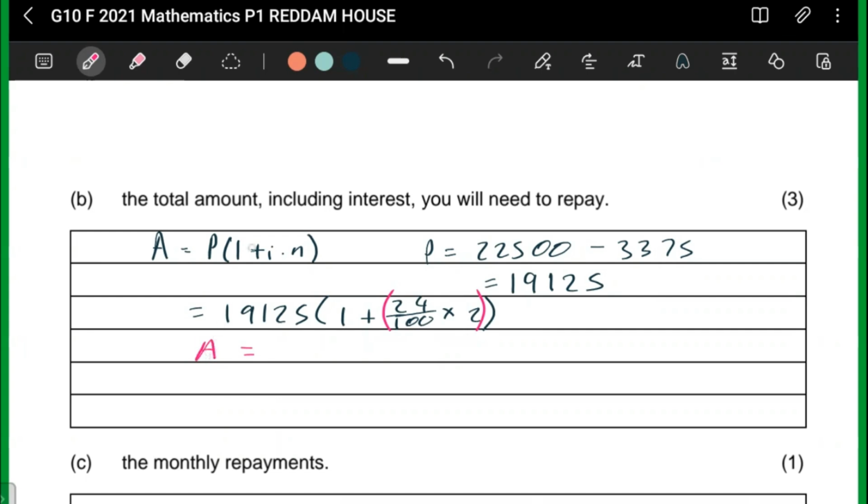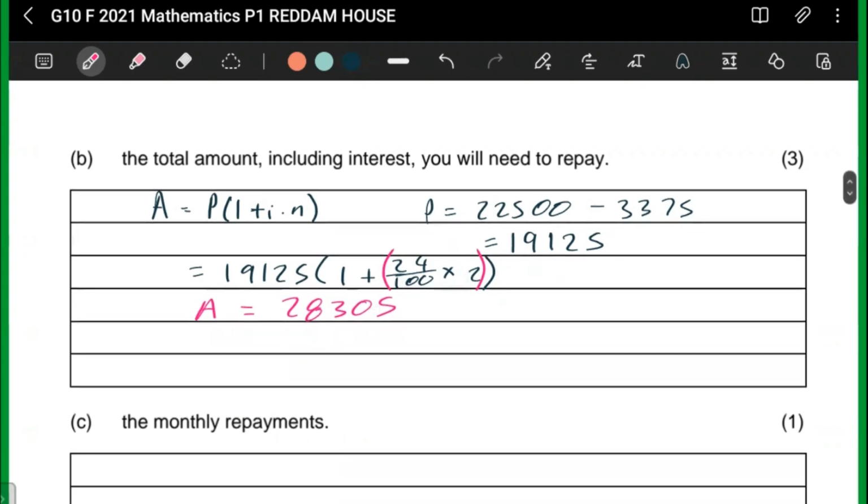It's giving us 28,305. So you can see why this is like a terrible deal, because in a space of 2 years, it's paying more than what the thing actually cost. And the interest rate is way too high also, but it is what it is.